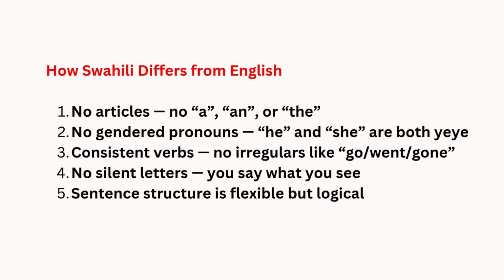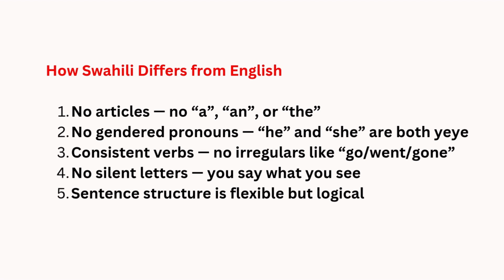The next thing is there are consistent verbs. We don't have irregularities like go, went, gone. So that kind of makes English a very hard language, and maybe people don't even understand. English is very difficult. We don't have those irregularities in verbs.